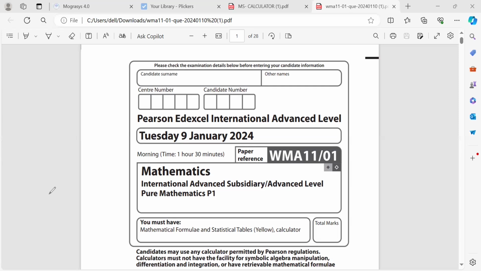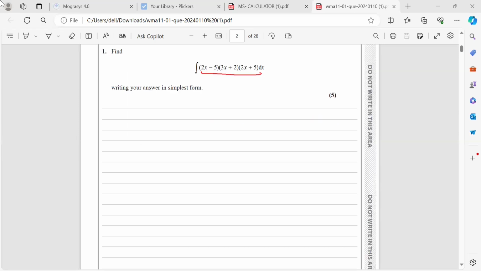So let us start from question number 1. We are going to integrate the given expression, and first of all, we shall expand the given brackets and then we shall apply the integration part.